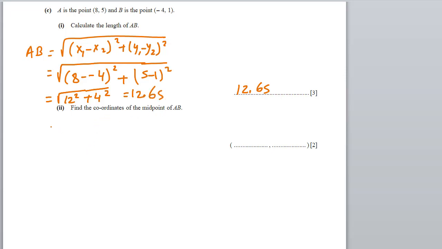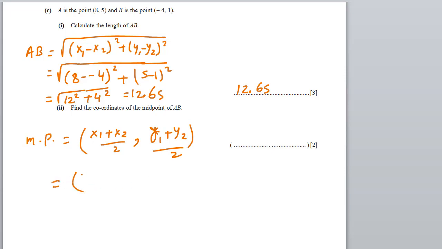Find the coordinates of the midpoint of AB. The midpoint is equal to (x1 plus x2) divided by 2, (y1 plus y2) divided by 2. So it will equal (8 minus 4) divided by 2 and (5 plus 1) divided by 2. So it will equal (2, 3).